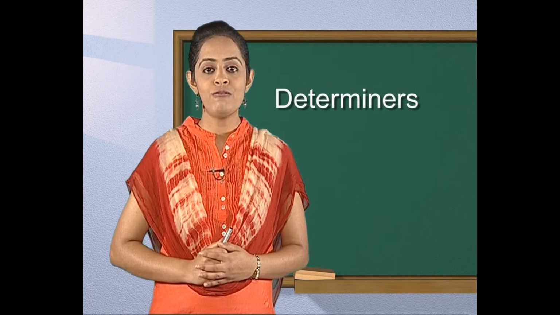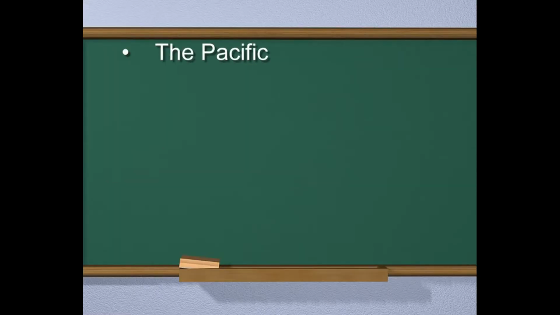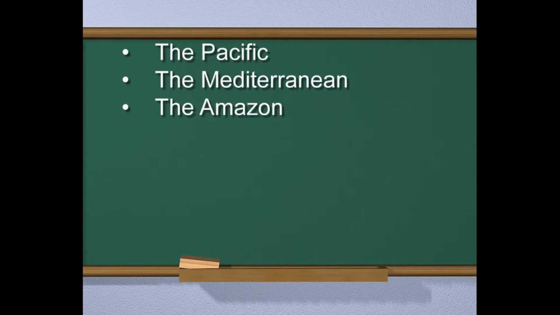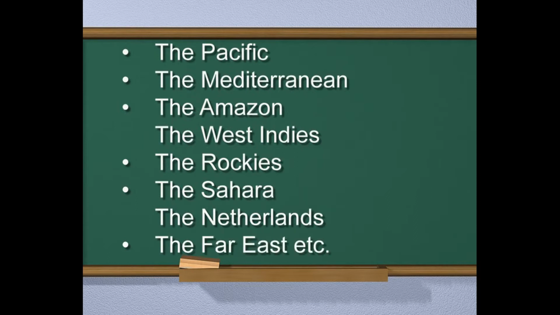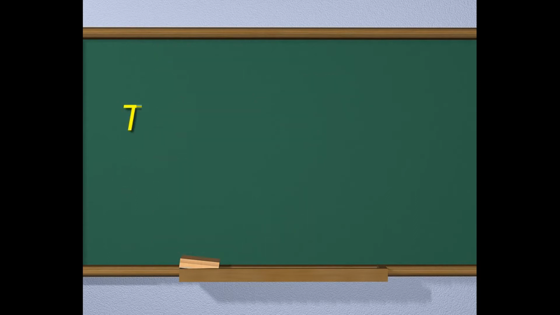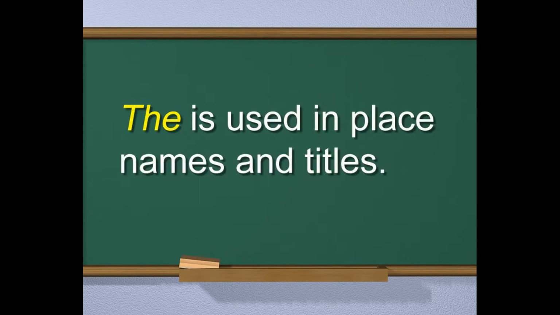The Pacific, the Mediterranean, the Amazon, the West Indies, the Rockies, the Sahara, the Netherlands, the Far East, etc. The is used in place names and titles.